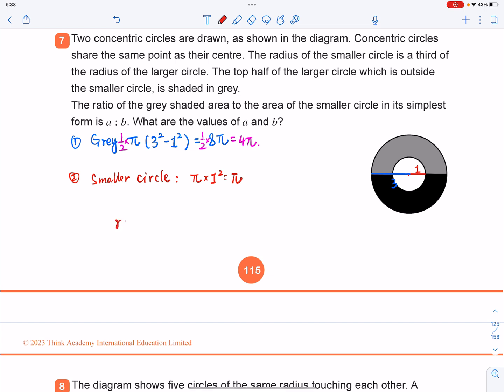So the ratio then equals to, the question asks you the ratio of the gray shaded area to the smaller circle. That will be 4 pi to 1 pi. And you can simplify that by removing the pi. So you get 4 to 1. And that is just the simplest version of this. So A then equals 4, and then B equals 1. So that's the answer to this question.